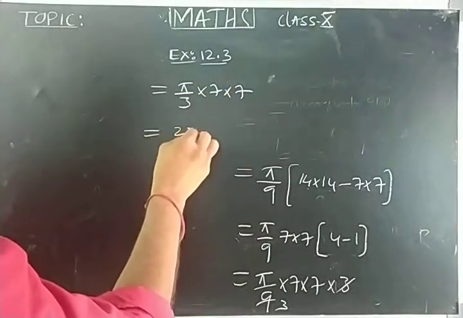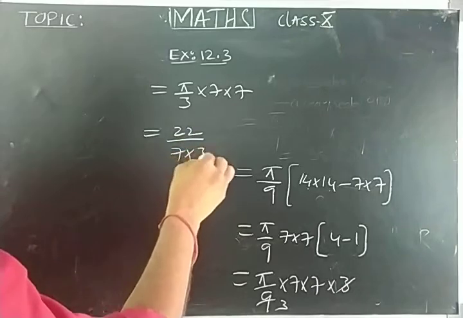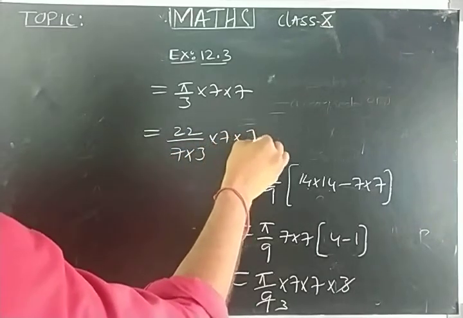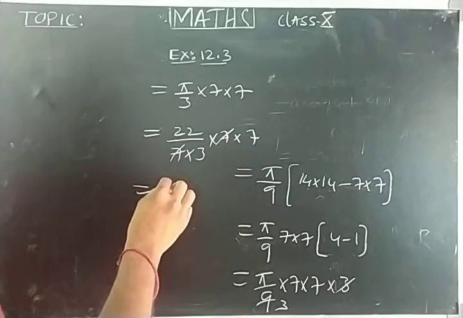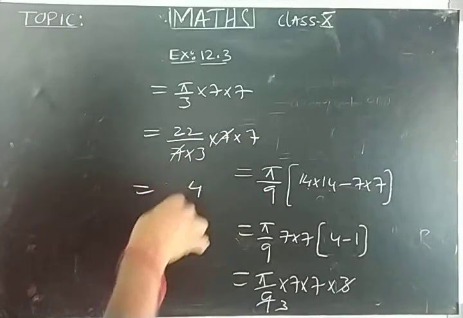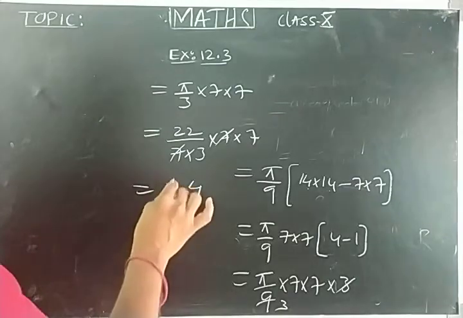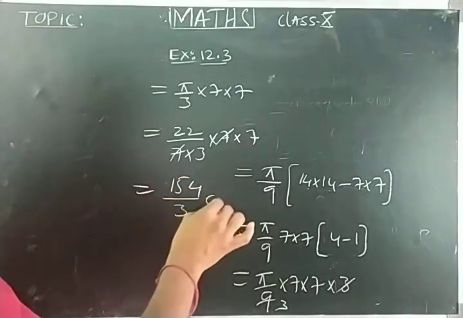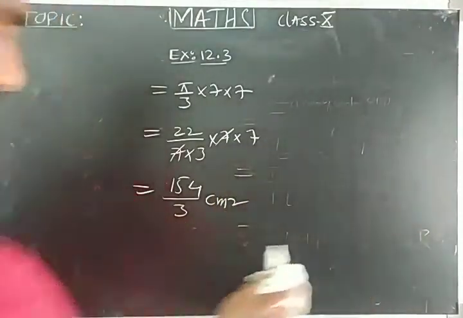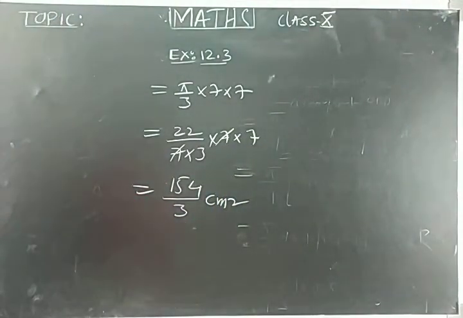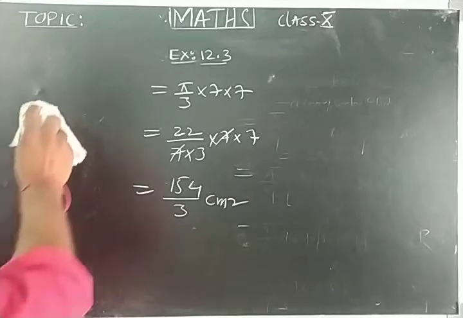So pi value is 22 by 7. 7 into 3, 7 into 7. 7, 7 cancel. 22 into 7. 7 twos are 14, 1 carry, 7 twos are 14. 154 by 3 centimeter square is the required shaded region area. Required shaded region area. Okay. Right.